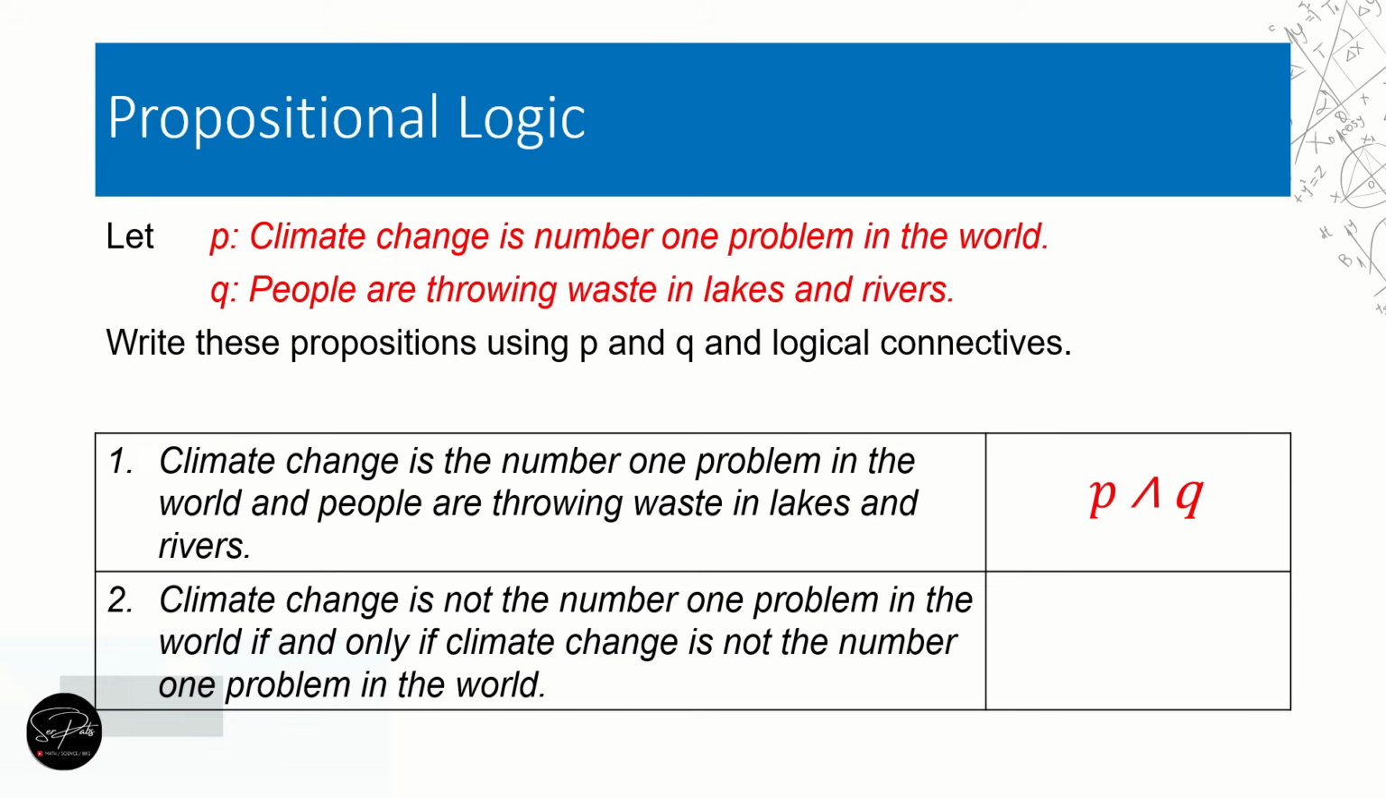And second, climate change is not the number 1 problem in the world. So, inenegate natin yung ating letter P. Lalagyan natin siya ng not symbol or negation symbol. And then, in between, meron tayong if and only if. So, ang gagamitin naman natin doon ay double-headed arrow. If and only if climate change is not. Meron na naman tayong not dito, so meron tayong negation ng P. Nangyari sa ating symbol ay negation of P if and only if negation of P. So, not P, if and only if, not P.